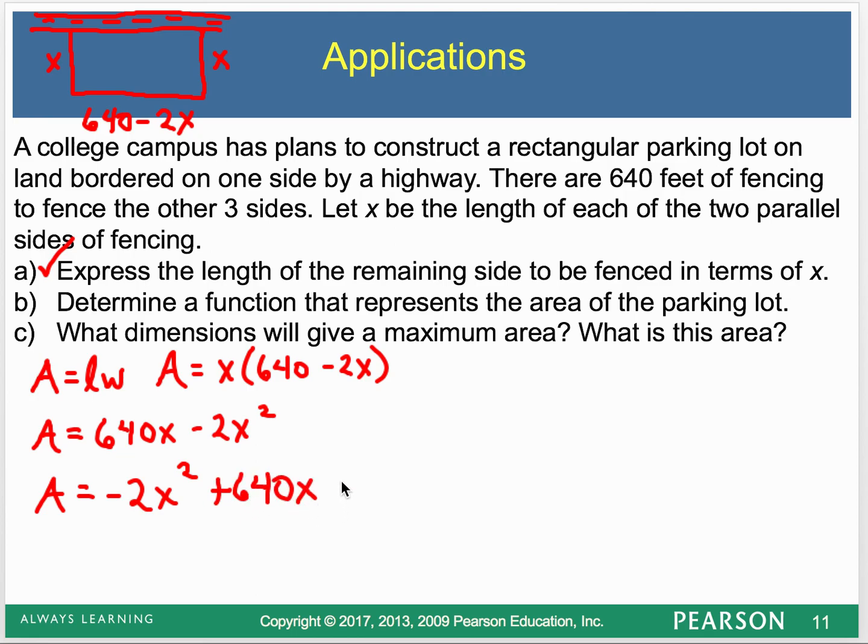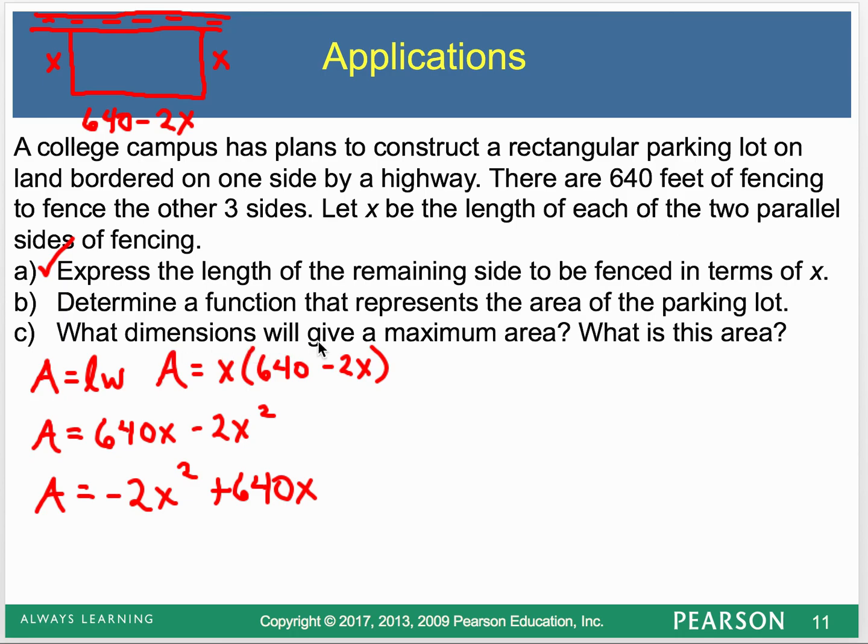And notice if I rearrange that to put it in descending order, there's my quadratic function, right? That's a quadratic function here, but here it's just in descending order like we're used to seeing them. So that's my function that tells the area of the parking lot.